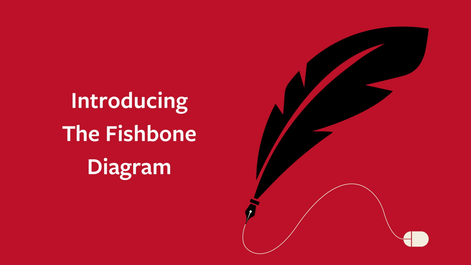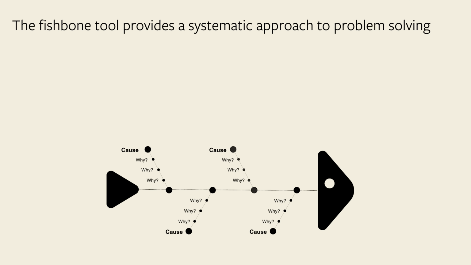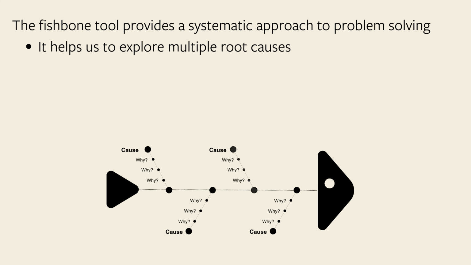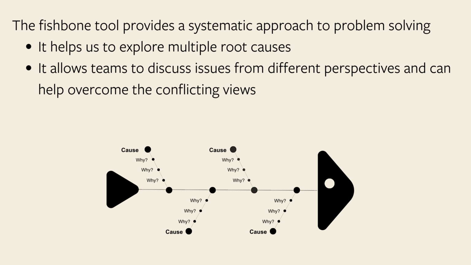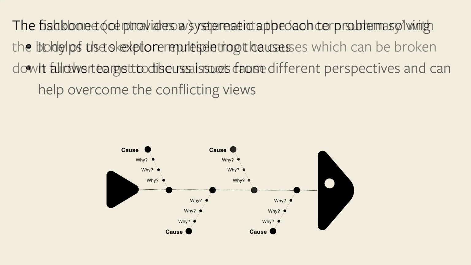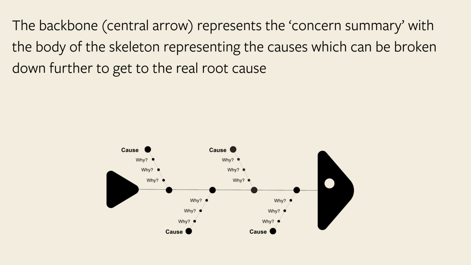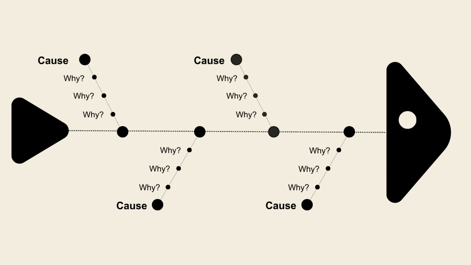The fishbone diagram helps us to explore multiple root causes. It can be used to generate ideas for several potential causes, leading to identification of the key root cause. It allows teams to discuss issues from different perspectives and can help overcome conflicting views. The backbone, the central arrow, represents the concern summary, with the body of the skeleton representing the causes, which can be broken down further to get to the real root cause. So let's use the fishbone diagram on an example problem.